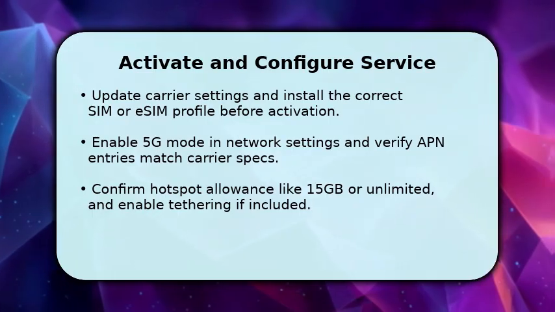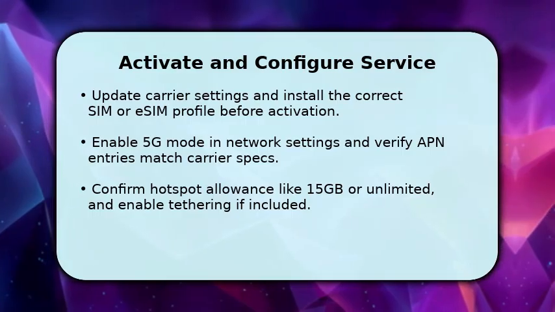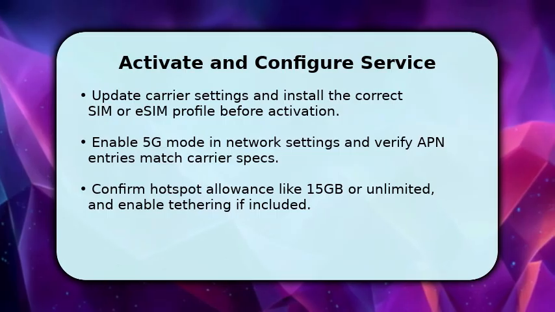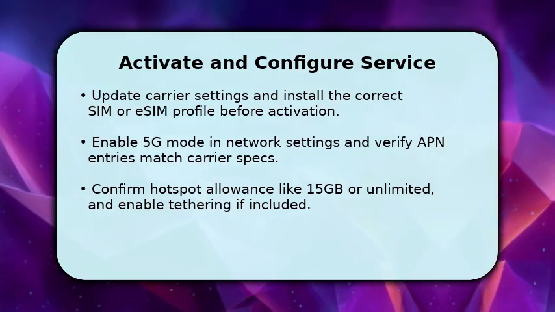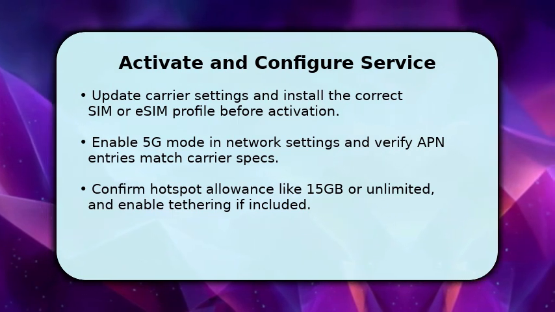Power cycle the phone after SIM install to force network registration and provisioning. Enable 5G mode in network settings and verify APN entries match carrier specs. Open the carrier app and confirm unlimited plan features like hotspot, streaming quality, and deprioritization rules.